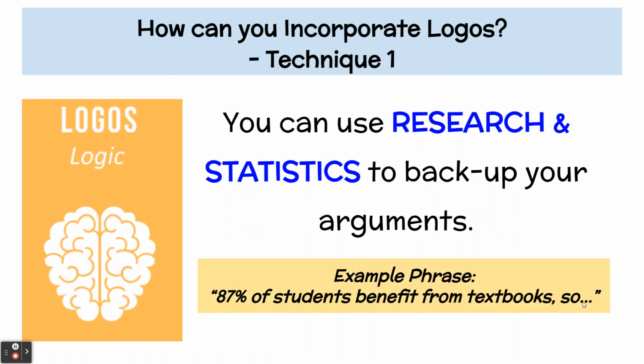How can you incorporate logos? Technique number 1. You could use research and statistics to back up your arguments. Notice how this example phrase begins with a percentage. It says 87% of students benefit from textbooks. Right away, by giving us that percentage, they're showing they've done their research, they've compiled their information to make this argument. So again, that makes them seem more trustworthy to the audience and allows the audience to be more likely to purchase the product.